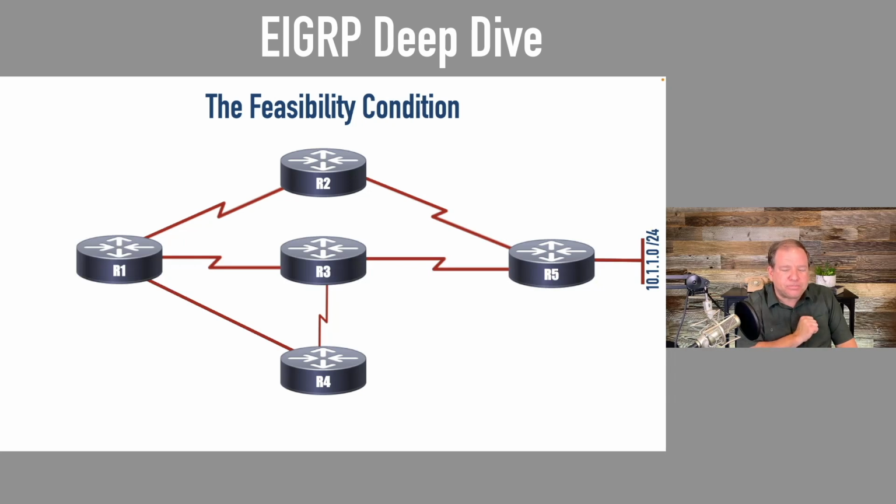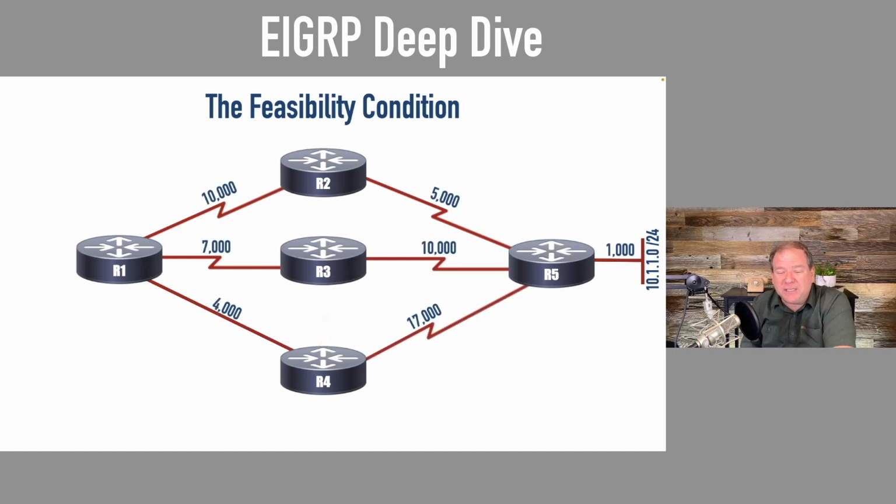reported distance is not less than the feasible distance of my successor route, I've got some doubt that you're really going to be able to get me there. So you're not going to be cut over to almost immediately. That's not to say we would never use a backup path that was not a feasible successor. I'll show you when we would, but that is the feasibility condition.